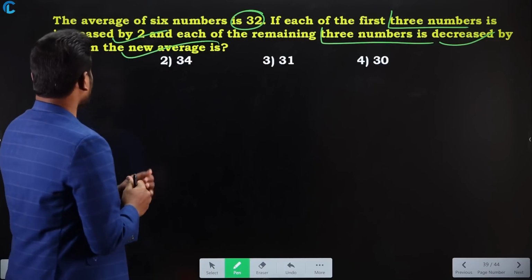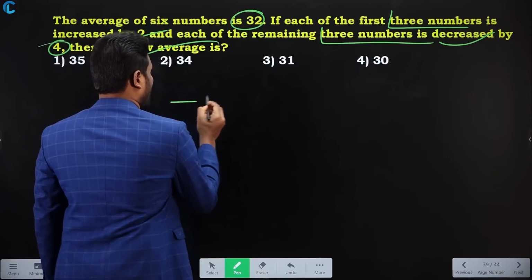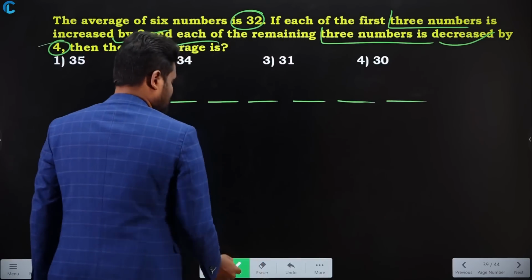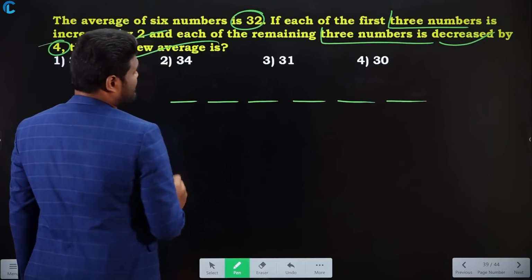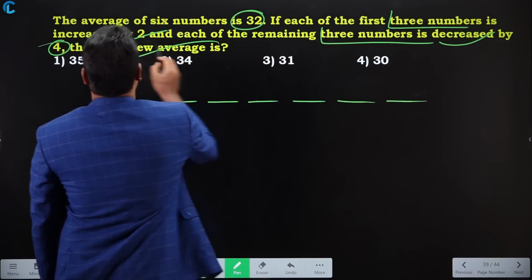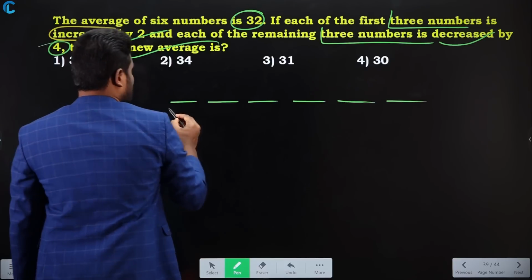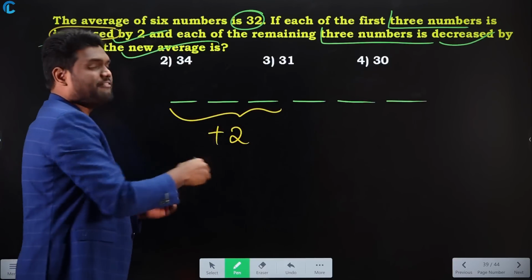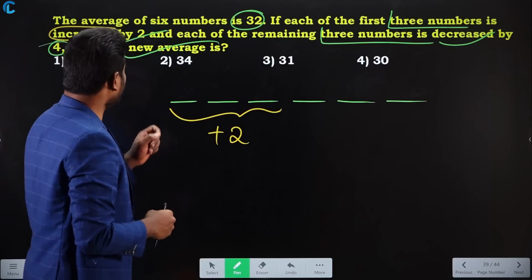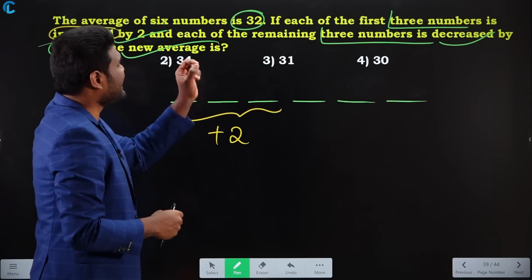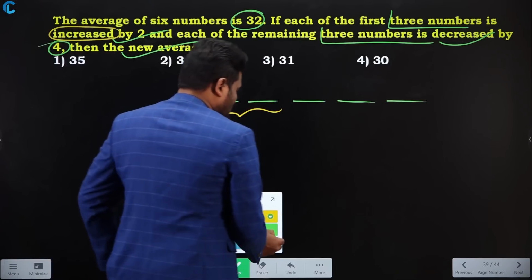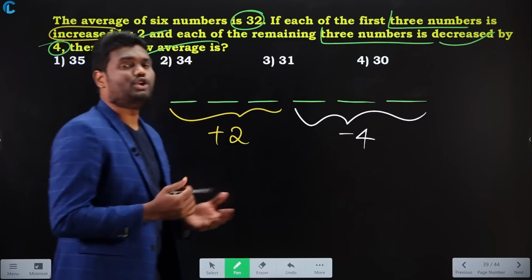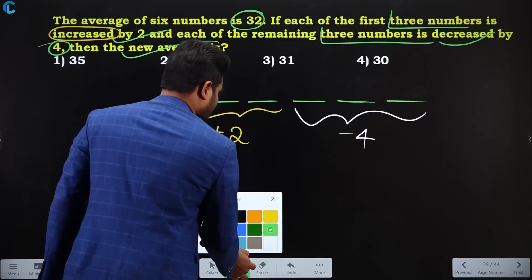Even this is a simple question. Total how many numbers do you have? 6 numbers: 1, 2, 3, 4, 5, 6. Now what is the question saying? Out of these 6 numbers, the first 3 numbers are increased by 2, which means each and every one is increased by 2. Similarly, the remaining 3 numbers are decreased by 4. Then what is the new average? That is your question. Okay, so observe here carefully.